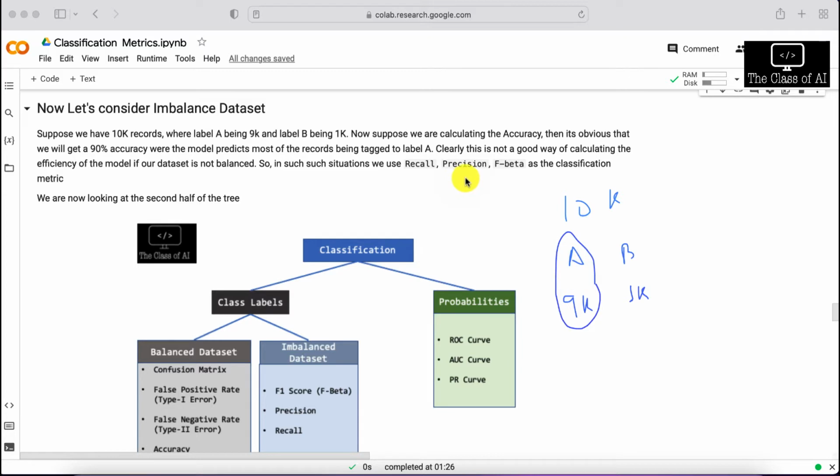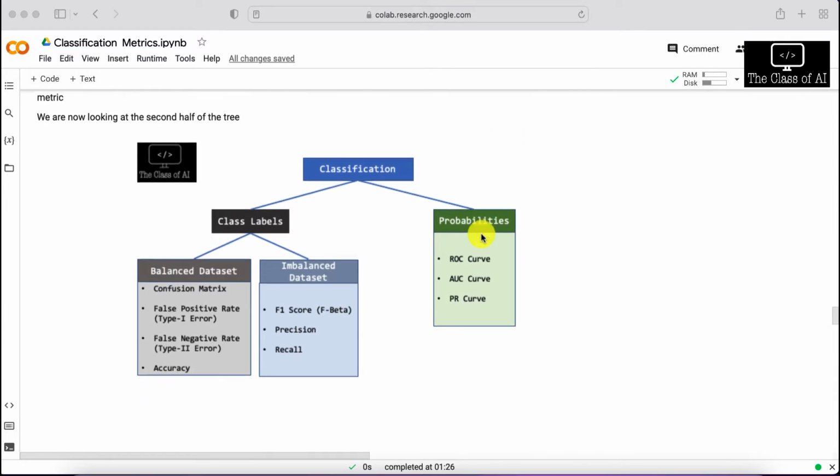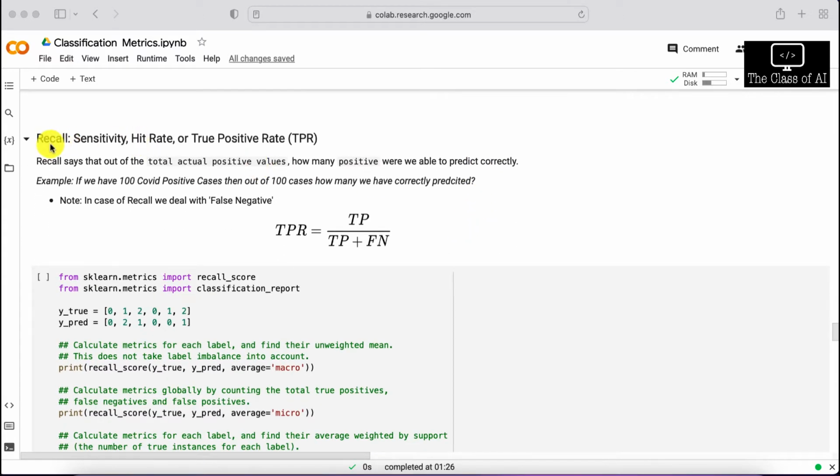And in that case, it is not a good way of calculating accuracy, because the model is biased toward this class, and you will not get a good result. So in such cases, we'll focus upon recall, we'll calculate the precision, and we'll calculate the F beta score to see how the performance is. Now, the first thing is called recall. Recall is also known as sensitivity. It is also known as hit rate. It is also known as true positive rate.